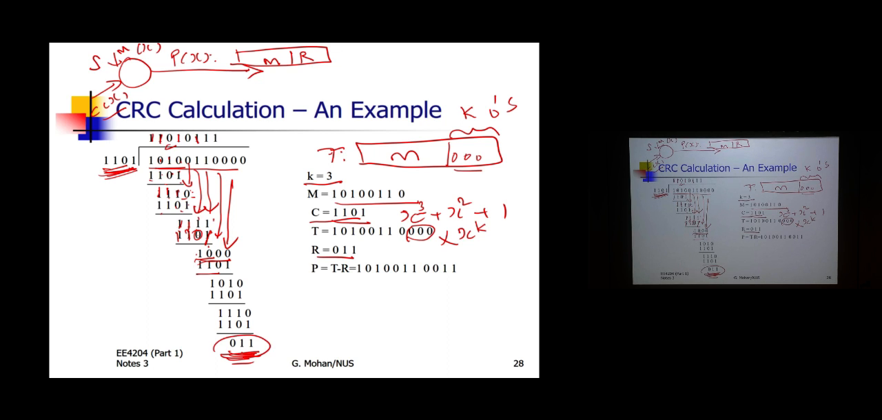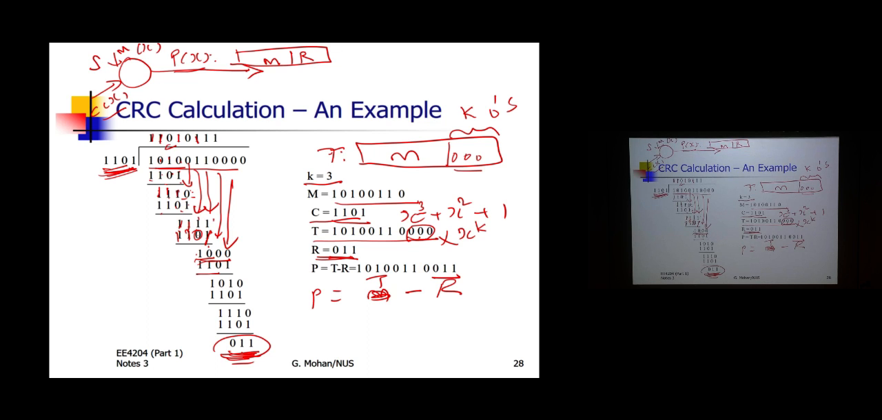The polynomial which is transmitted, p, is nothing but m minus r. Sorry, t minus r. What is t? T is this. What is r? This. So this minus this. That means the last 3 bits are 0, 0, 0. Here the bits are 0, 1, 1. So when you subtract 0, 1, 1 from 0, 0, 0, you will get the same 0, 1, 1.